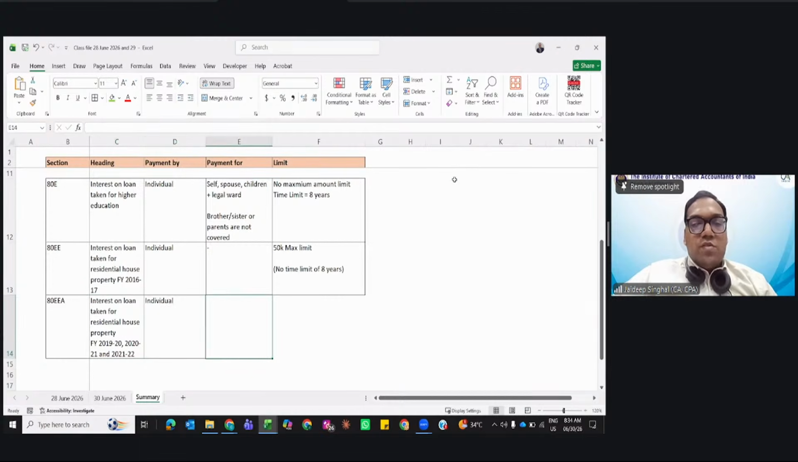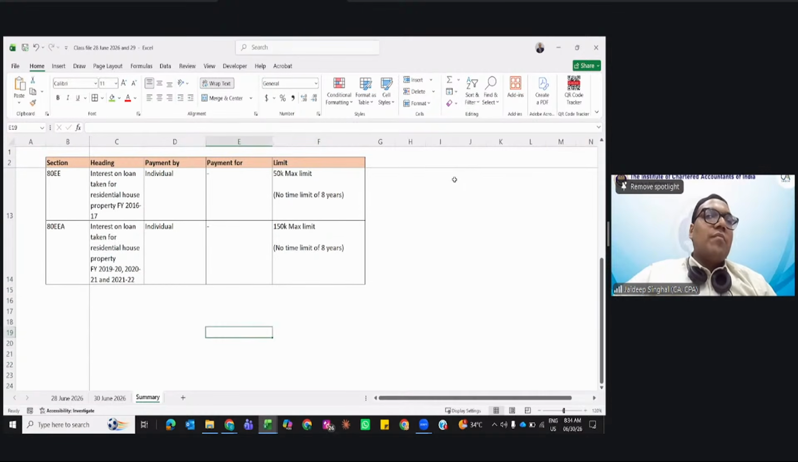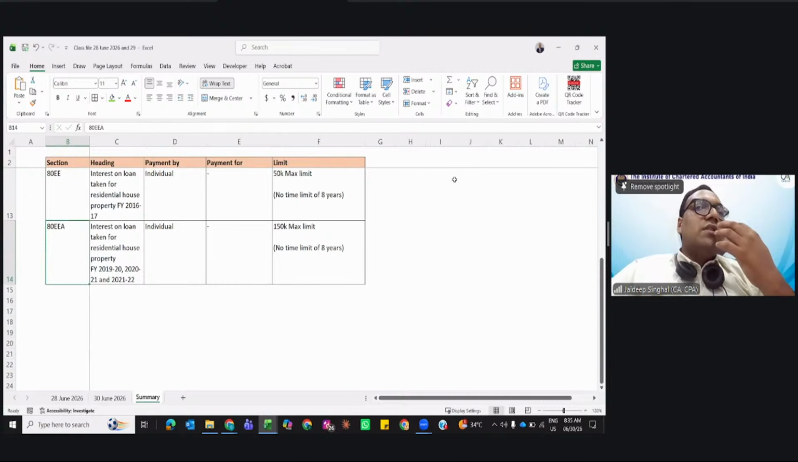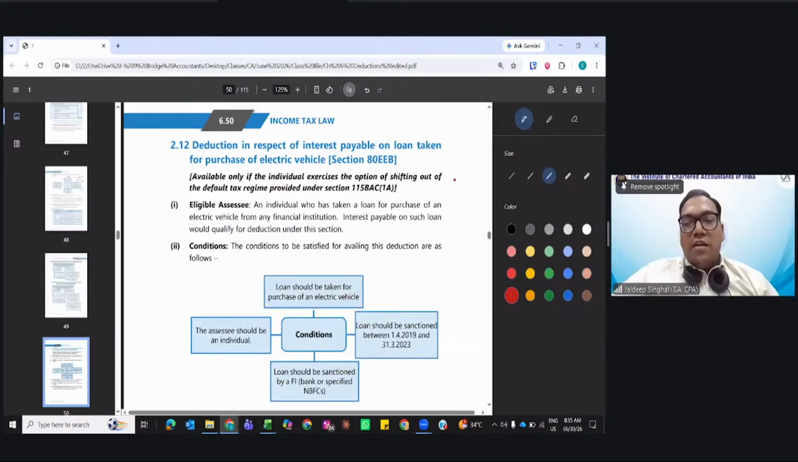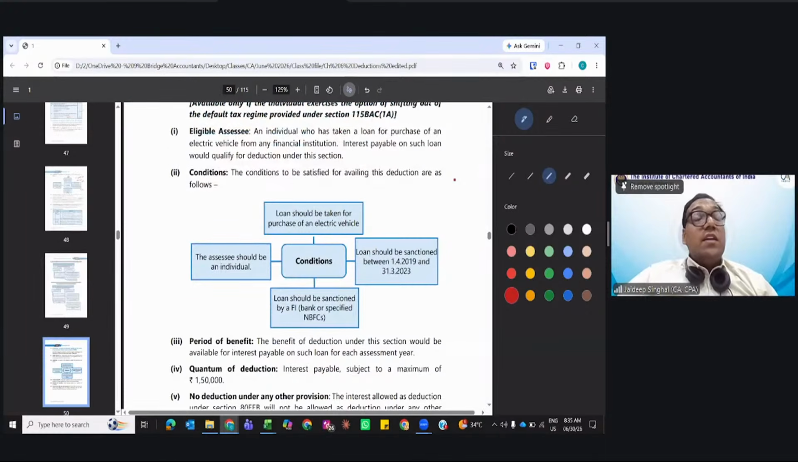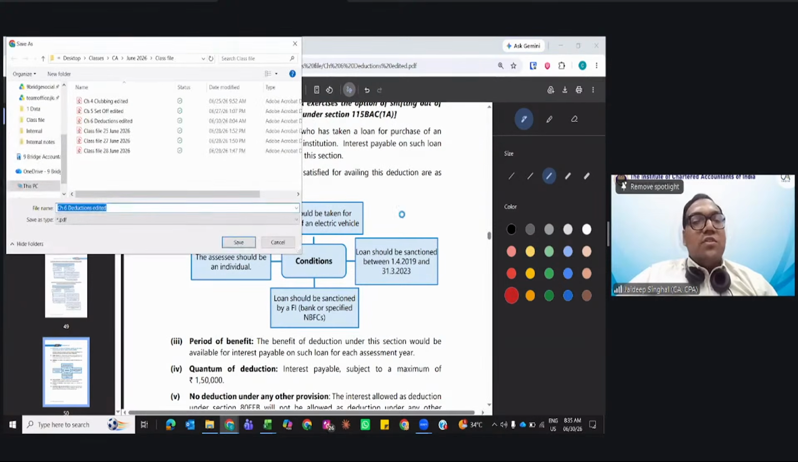It is for the individual, again on a loan. The limit is 150K. If a residential house is purchased in this financial year, then there is no deduction under this. It is not about the loan purchase. It is about when the loan is sanctioned. It is not about when the house is purchased. It is when the loan is sanctioned. Getting it? The condition is on the loan sanction.